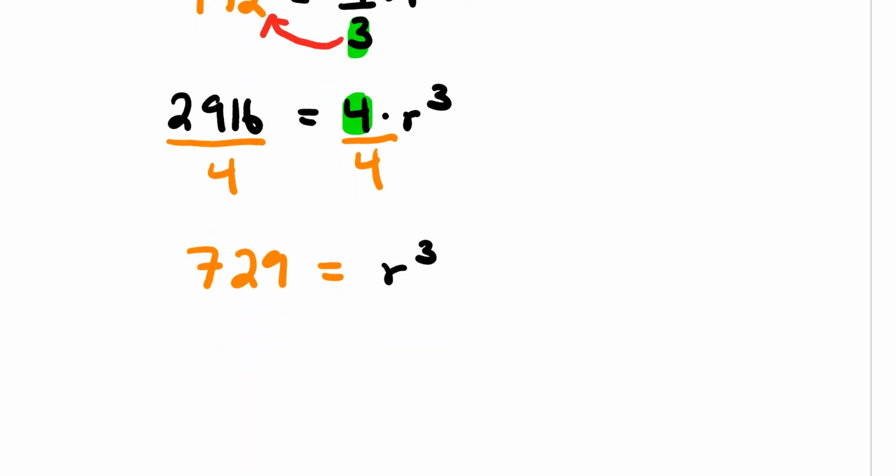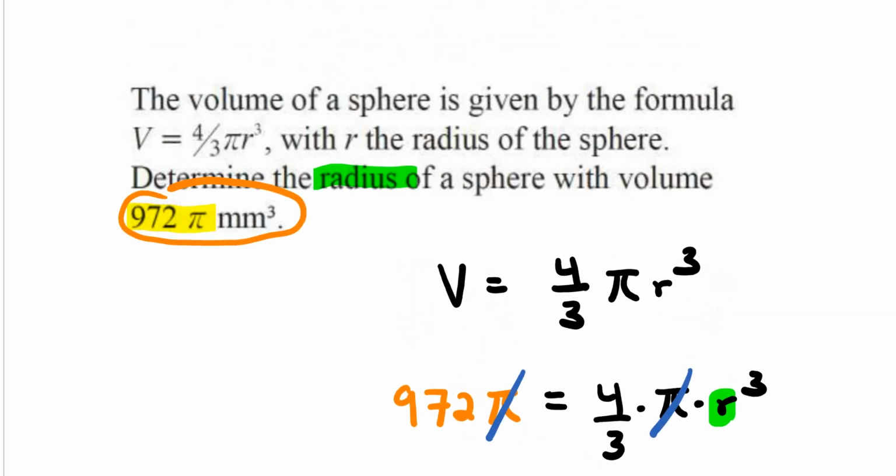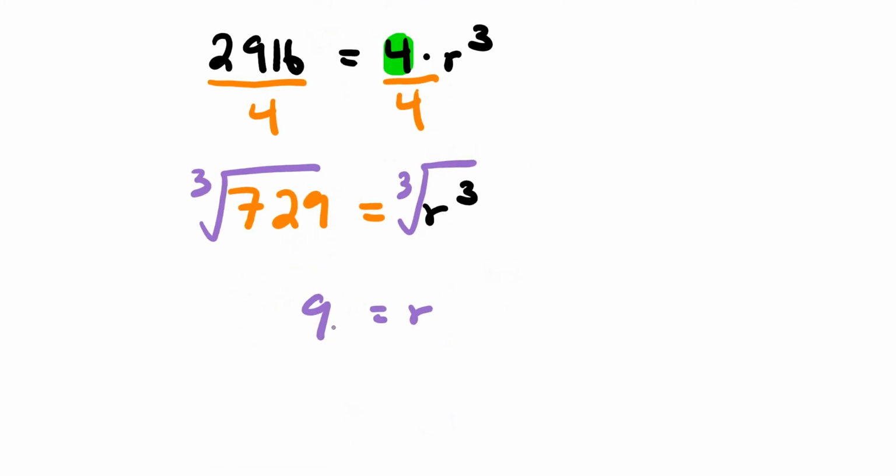And then finally, you can take the cube root of both sides, the cube root of 729, and that will give you your radius. So let's go ahead and find the cube root of 729, and that's going to be 9. So 9 times 9 times 9 is 729. So the radius is 9, and the units are millimeters, right? So this will be 9 millimeters for the radius.